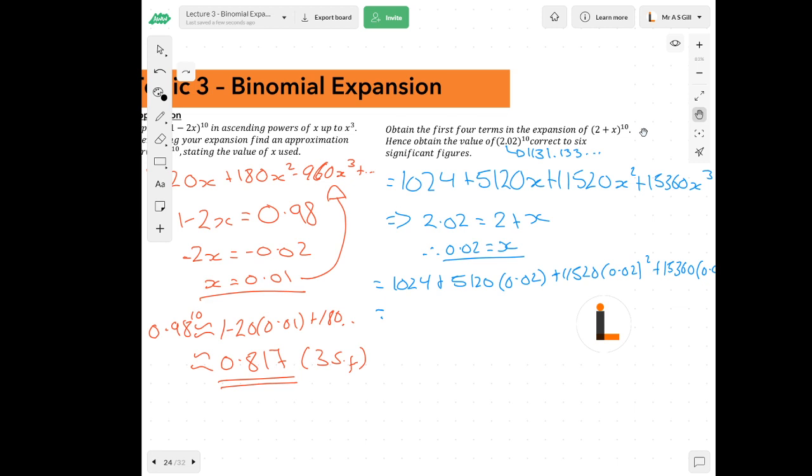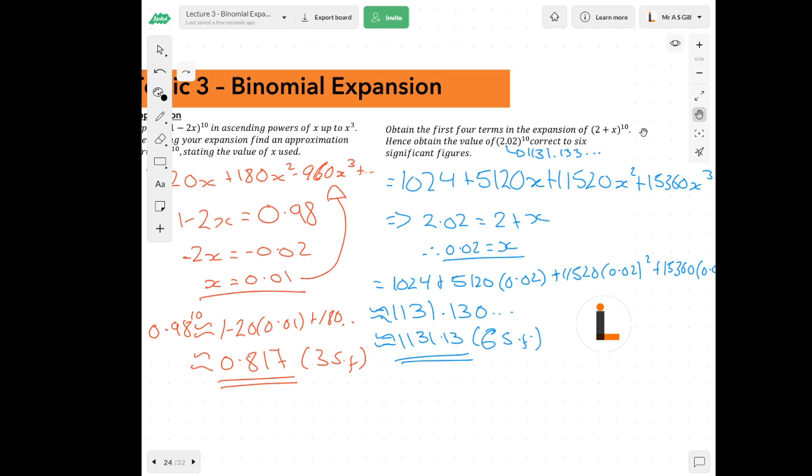We should get 1131.130... And again, rounding that to 6 significant figures is what the question is asking us this time. Let's just change these to approximation signs. So to 6 significant figures, we can see that this is identical to the actual value of 2.02 to the power of 10. Okay, so very similar. The first step's exactly what we've done before, just doing the expansion, and the second step is just working out the value to substitute and doing that approximation.